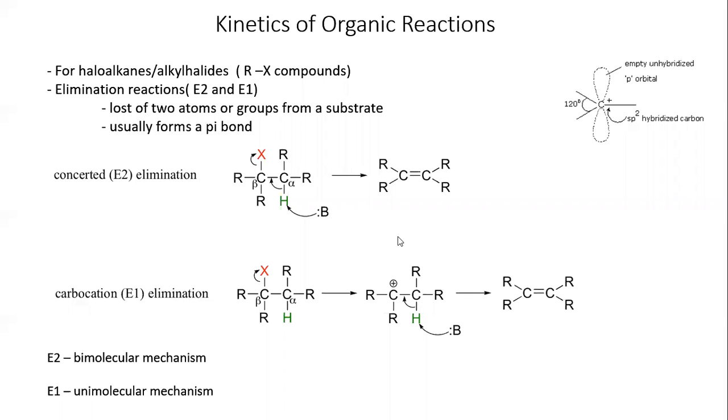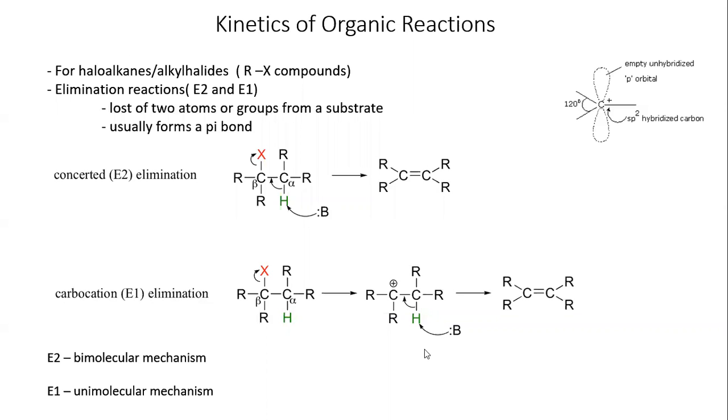So we spent a lot of time talking about substitution, the kinetics of substitution reactions. Another type of reaction you can have with alkyl halides are elimination reactions. In an elimination reaction, we're removing two groups. Now this can be two atoms or it could be a substrate, whatnot. So this is a little bit different than substitution. So in this, we're eliminating two atoms or two groups, and we typically form a pi bond.